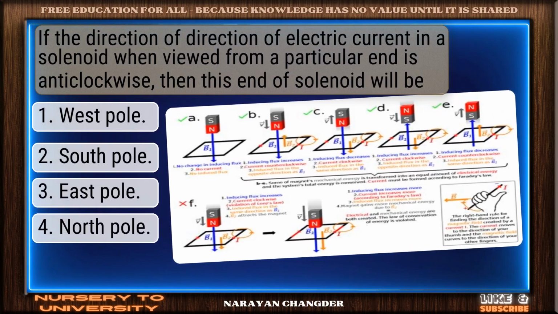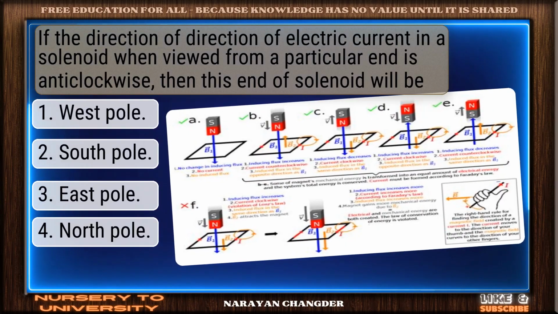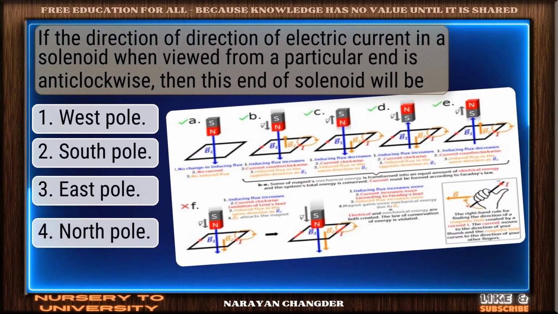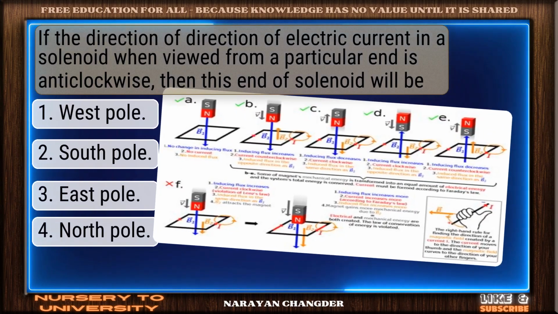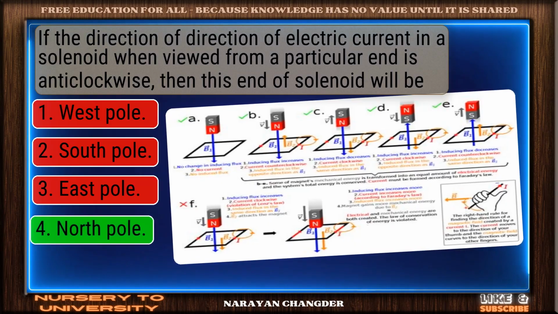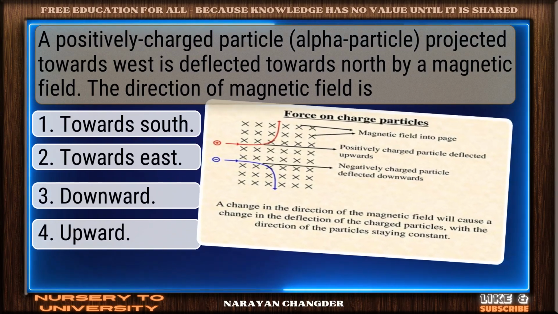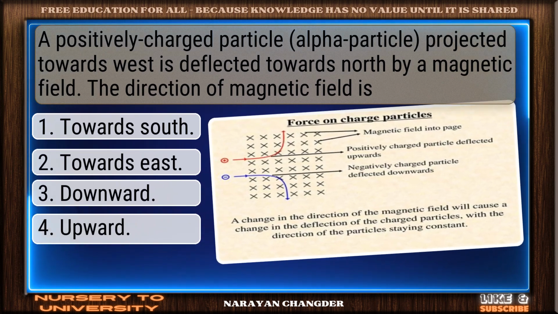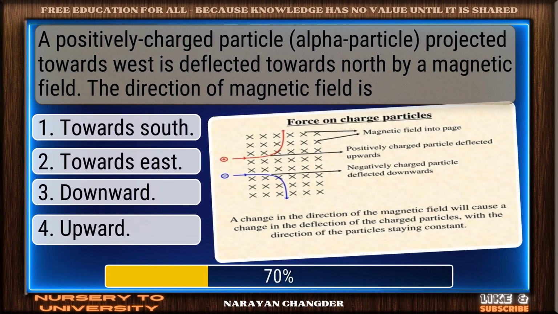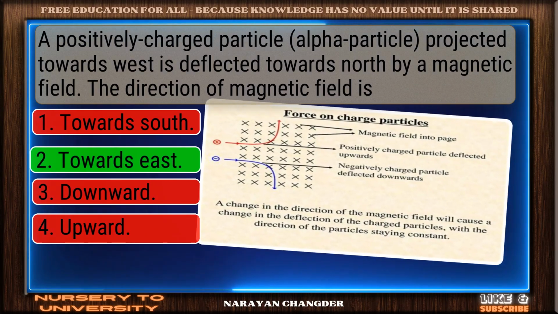If the direction of electric current in a solenoid, when viewed from a particular end, is anticlockwise, then this end of solenoid will be. Right choice. North pole is best. A positively charged particle projected towards west is deflected towards north by a magnetic field. The direction of magnetic field is. You're right. Towards east is correct.